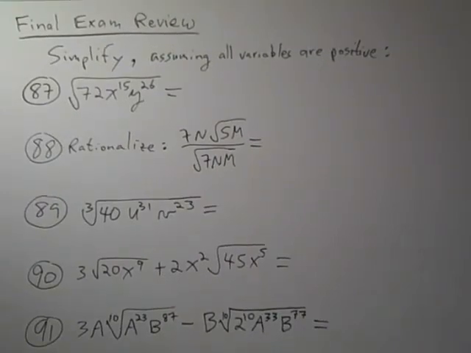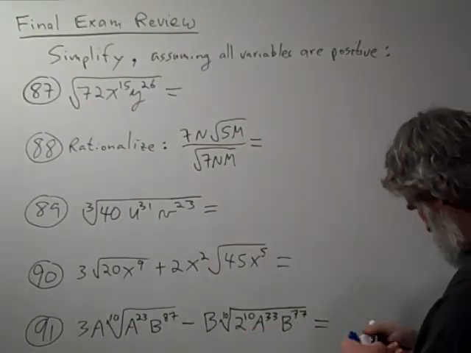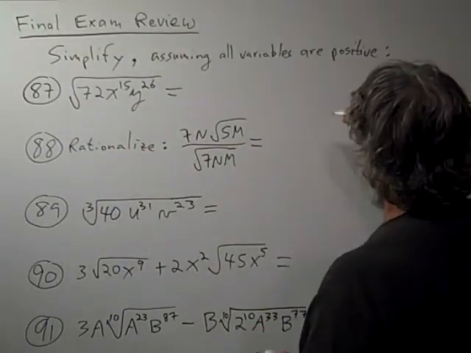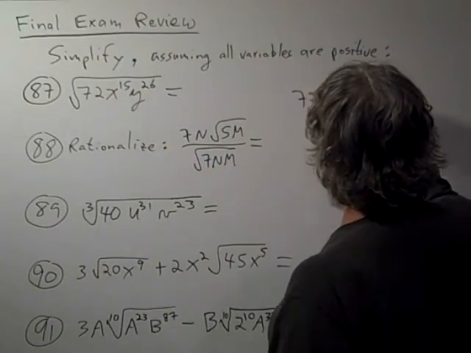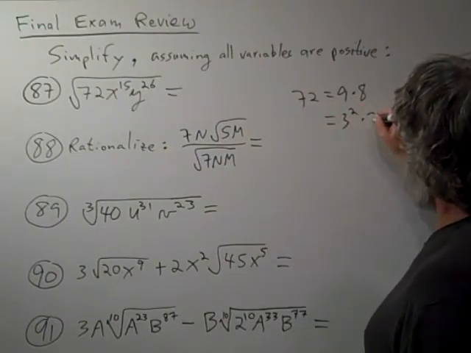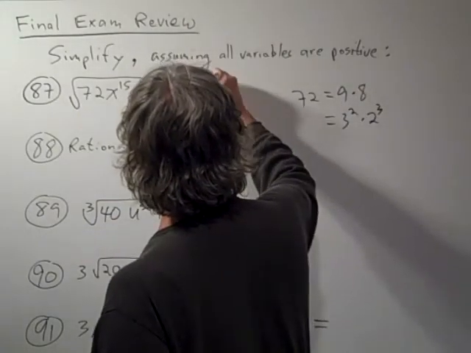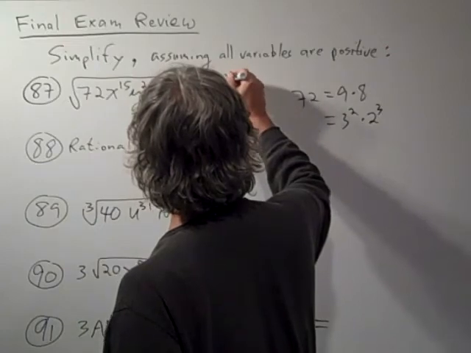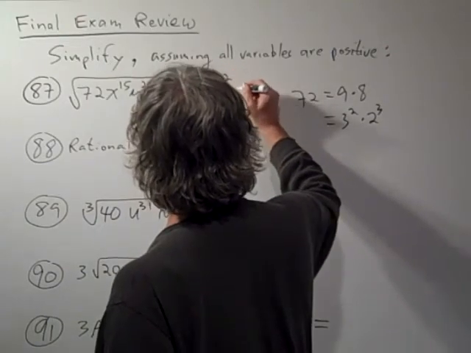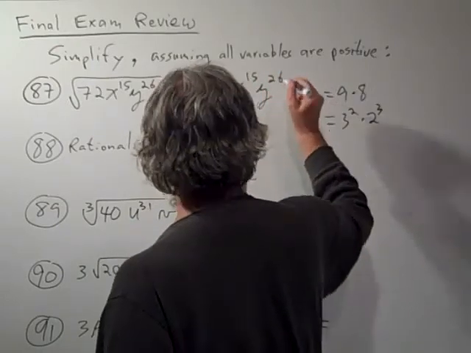Okay, for this first radical, we need to factor the 72. 72 is 9 times 8, so that's 3 squared times 2 to the third. So we can write this as 2 to the third times 3 squared, and then times x to the 15th and y to the 26th.